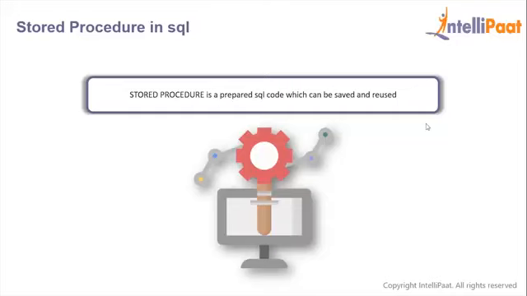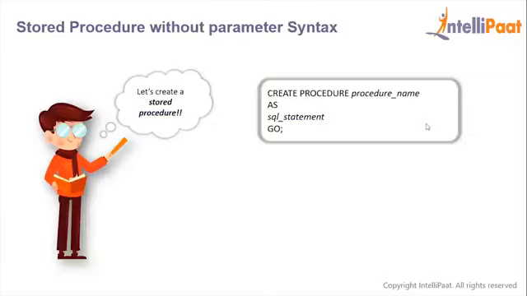So a stored procedure is basically a prepared SQL code which we can save so that the code can be reused again. So if we have an SQL query that we write over and over again, we can save it as a stored procedure and then just call it whenever we want. Now let's have a look at the syntax of the stored procedure. So we'll give the keywords create procedure and then give the procedure name. After that, we'll give the keyword as and then give the SQL statement for which we need to create the procedure. And we'll end the procedure with the go keyword.